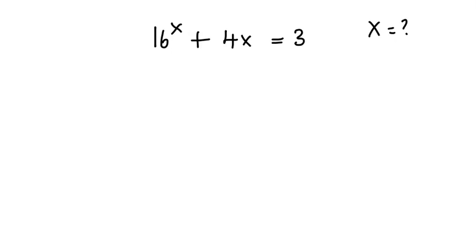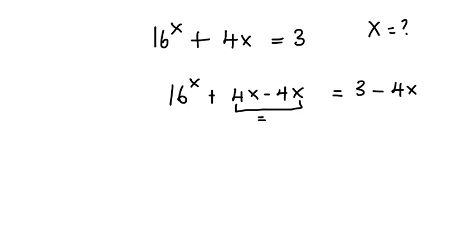From this left hand side, we can subtract 4x from both sides. So we get here 16 to the power of x plus 4x minus 4x, and this is equal to 3 minus 4x, right? We know that 4x minus 4x is equal to 0, so we only have 16 raised to the power of x on the left hand side, and this is equal to 3 minus 4 times x.